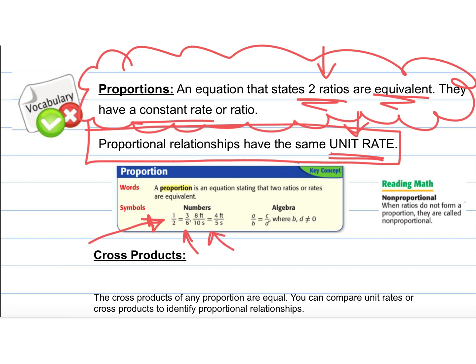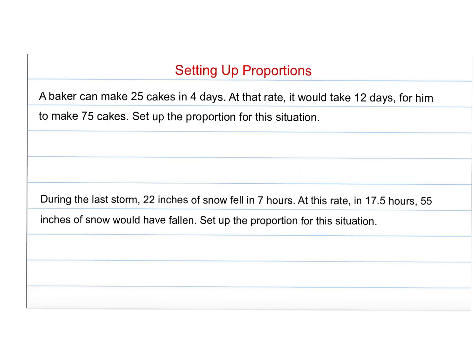Cross products of any proportion are equal. Cross products are the diagonals of the proportion. You can compare unit rates or cross products to identify proportional relationships. We'll look at and use cross products as we go through this video. So first we need to make sure we know how to set up a proportion.